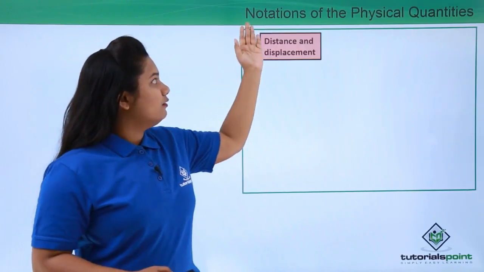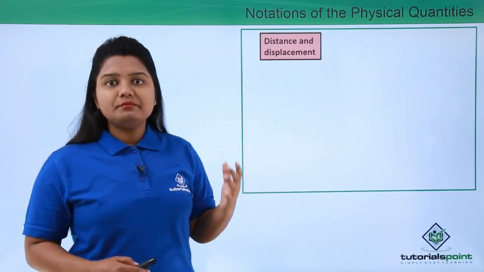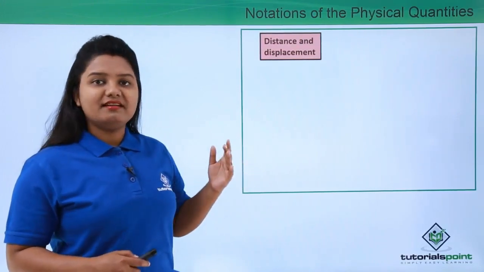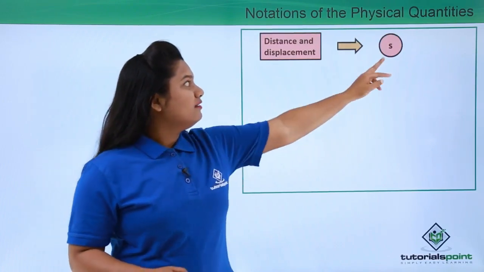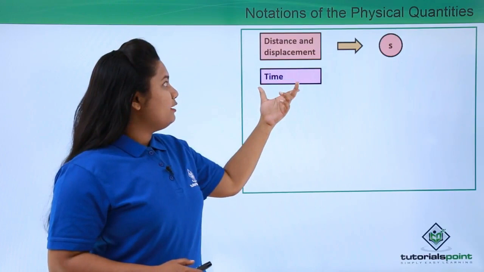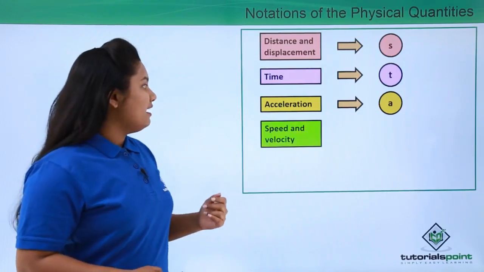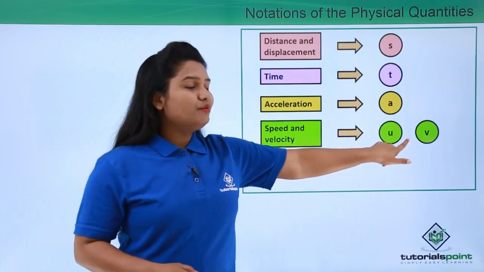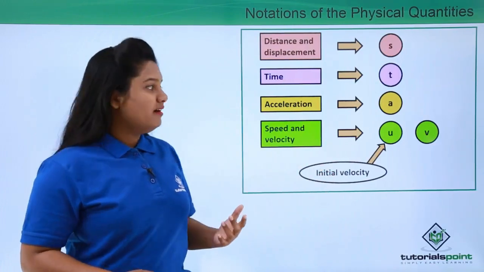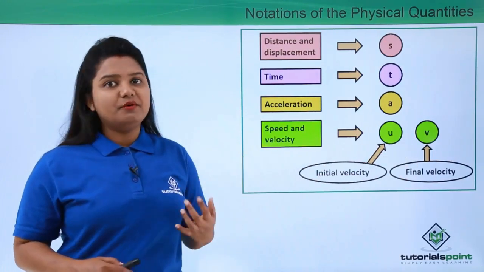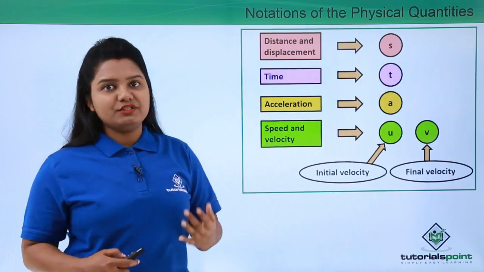Now, let us learn some notations that we will be using in these equations of motion. We will be denoting these physical quantities by some symbols that we need to bear in mind if we don't want to get confused by seeing the equations of motion. Distance or displacement is given by the letter S, the time is given by the letter T, the acceleration is similarly denoted as small a, and the speed or velocity is denoted by U or V. Here U denotes the initial velocity of the body, the velocity that it initially had, and V denotes the final velocity of the body. All these symbols we are going to use when we denote these physical quantities in the equations of motion.